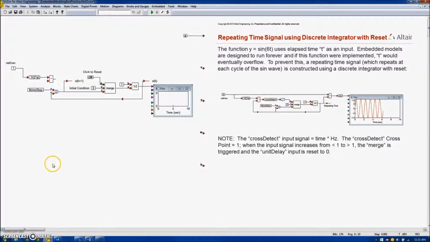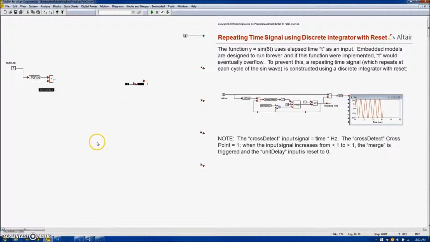I'll need to manipulate the diagram slightly to make this happen. So let me get rid of some labels and complexity here. And we'll move the diagram over to the right. We'll get rid of that. And place this here. We may need this later. And we'll attach time to the other side of the multiply.